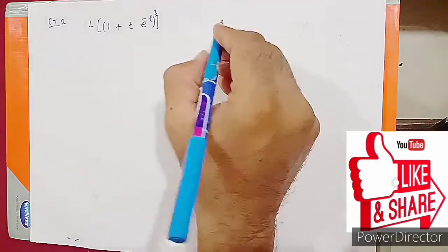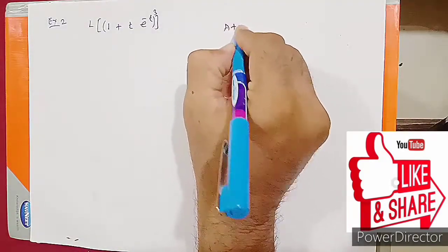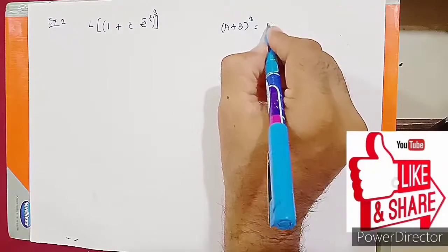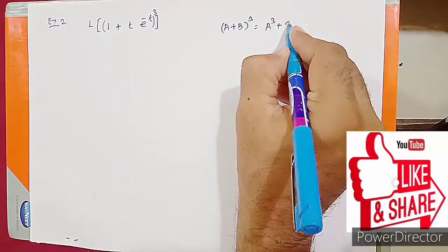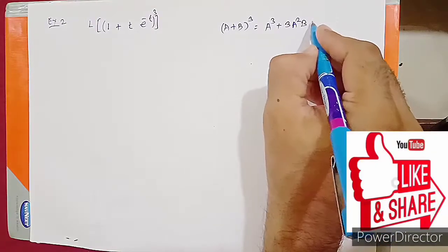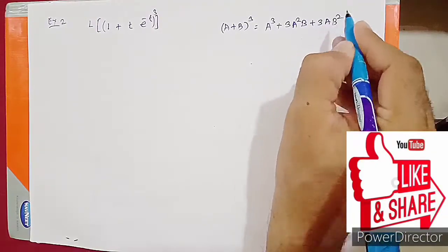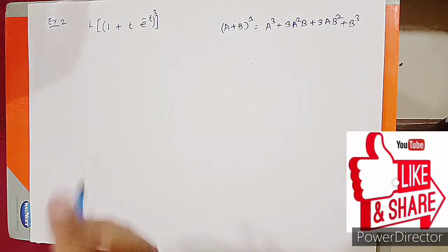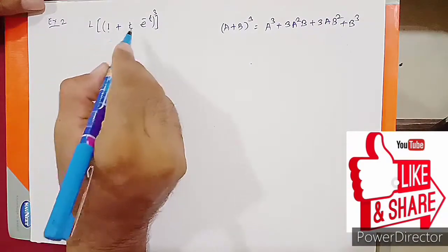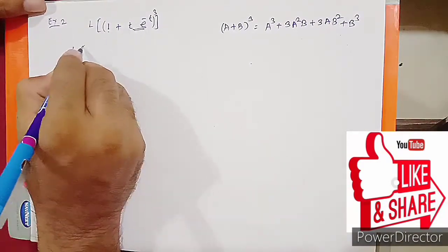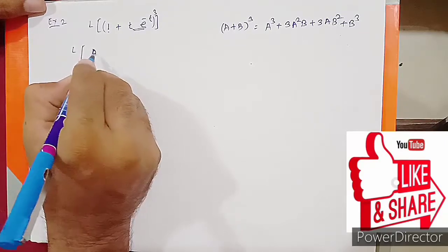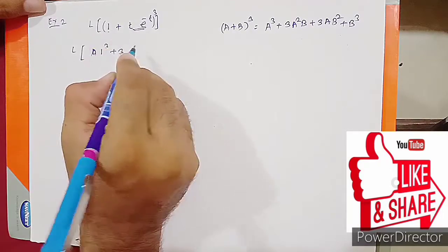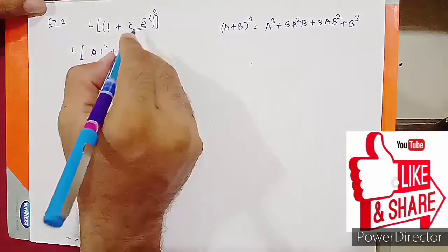Before we start, we know the formula of a plus b bracket cube. What is the formula for a plus b bracket cube? The formula is very simple: a cube plus 3a square b plus 3ab square plus b cube. So what is a here? a is 1 and b is the whole term t into e raised to minus t. So we are applying this formula, a cube, that means 1 cube, plus 3a square b. What is a square? 1 square is 1, so it is not necessary to write a square into b. So what is b here?